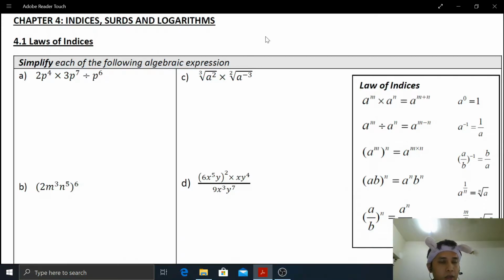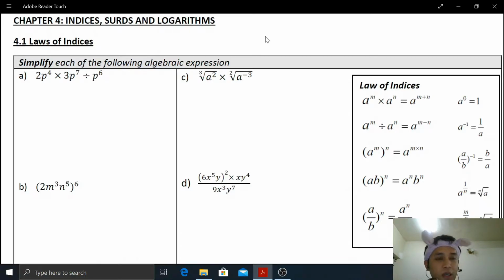Alright, hi guys. So it's your time for your maths. Okay, so hopefully you have your notes with you. Okay, and I'm going to use the share screen so that you can see how I solve the problems.